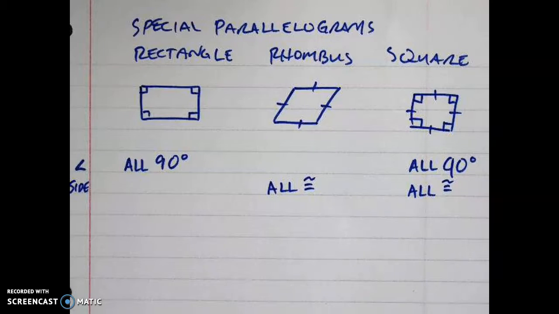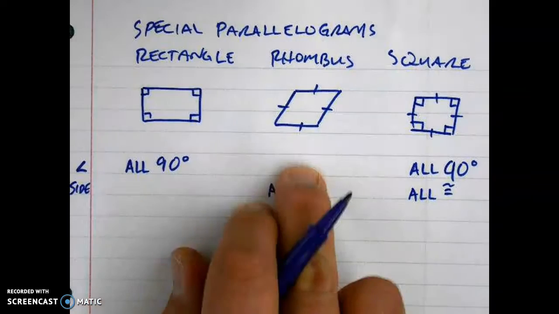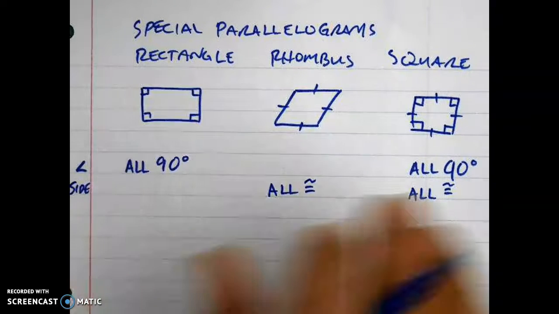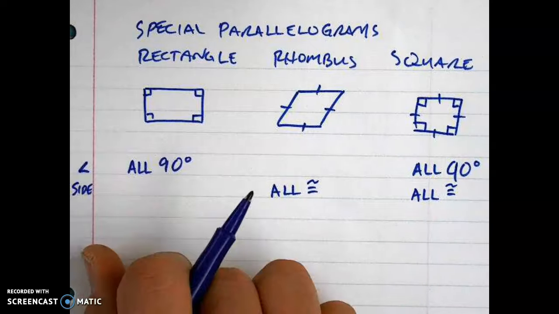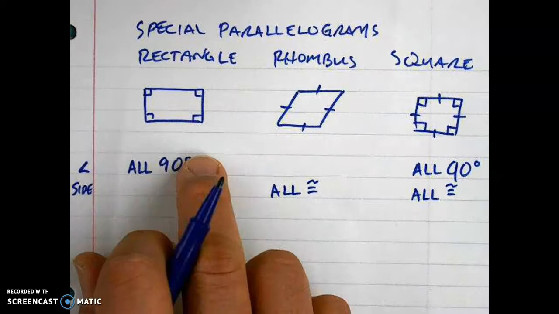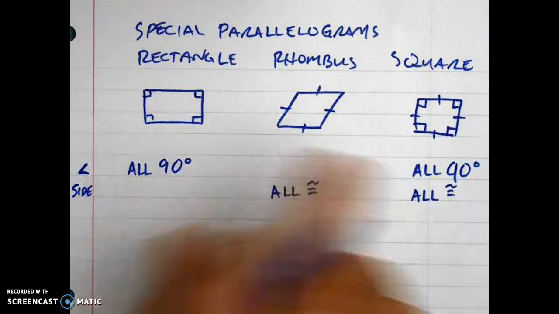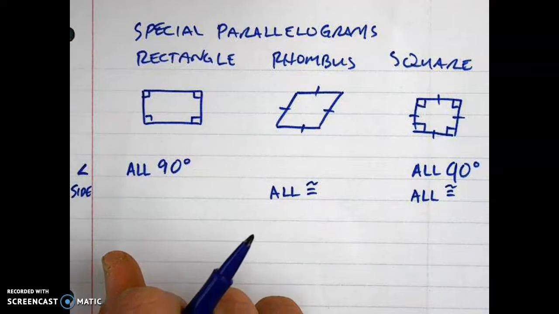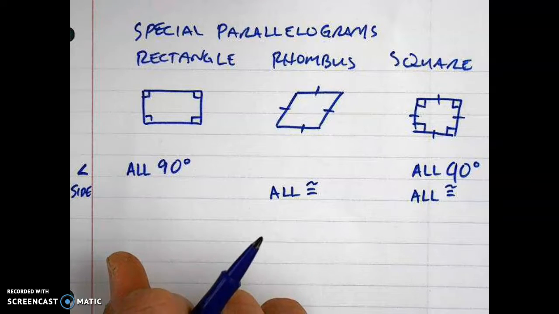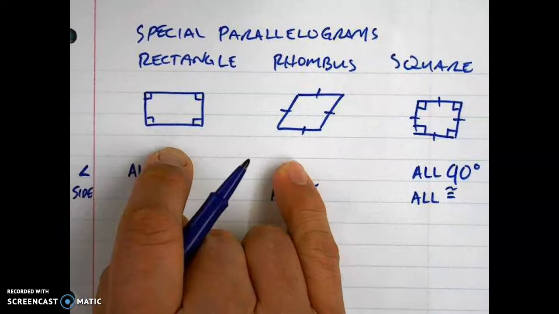Any questions so far? So you guys see how this right here, all angles are 90, and this right here, all sides are equal? Well, a square is a rhombus. A square is a rectangle. If I say something's a rectangle, is it a square? No. If I say something's a square, is it a rectangle? Yes. Why? Because a rectangle is a parallelogram with all angles 90. Okay? So basically this is a combination of these two.